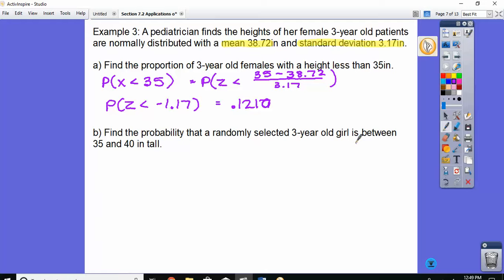Alright, so B, find the probability that a randomly selected 3-year-old is between 35 and 40 inches tall. Okay, you can use it in this notation. You don't have to. And actually on these, it also isn't going to matter whether these are equal to's or not. The probability is the same. So we need to find the z's for both of these. We already know it for the 35 though, don't we? Okay. So I'm going to write this out. If you use this notation, you have to convert both of them to z's.